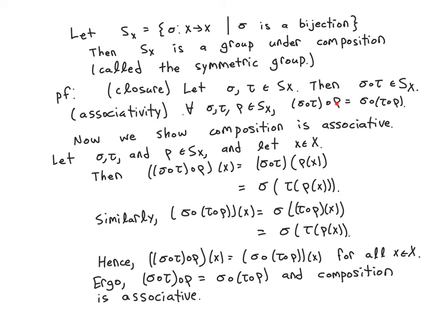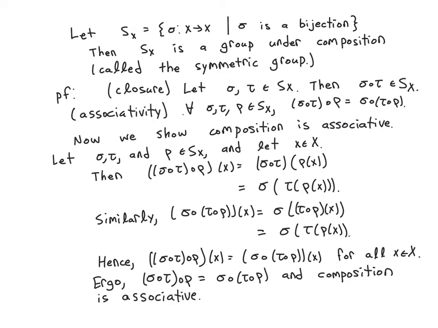By the way, this funny symbol is called rho. So let sigma, tau, and rho be bijections, and let x be an element in our set. Then let's compute what happens under this double composition. Well, by definition, this composition symbol is given by applying sigma composed with tau to the value of rho of x. Well, what's sigma composed with tau? It's computed by applying sigma to tau of this element, which is rho of x. So we have sigma, tau, rho.